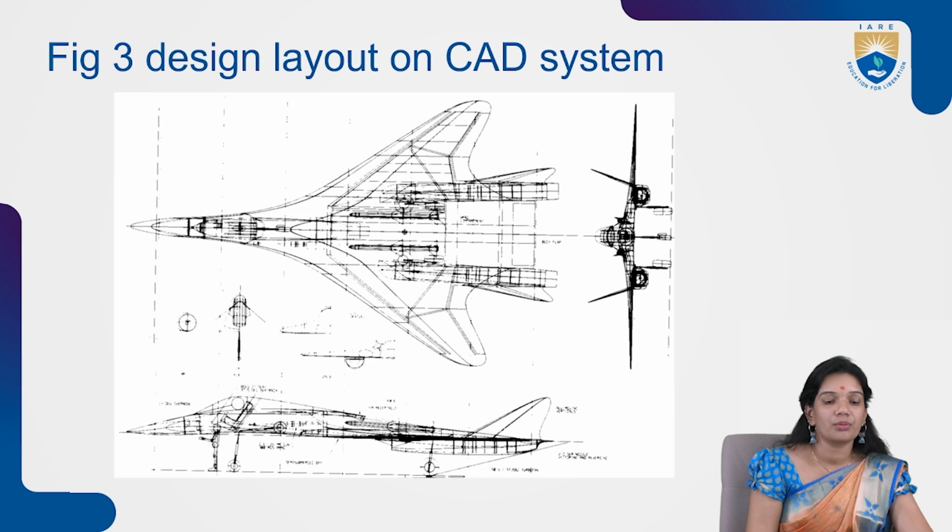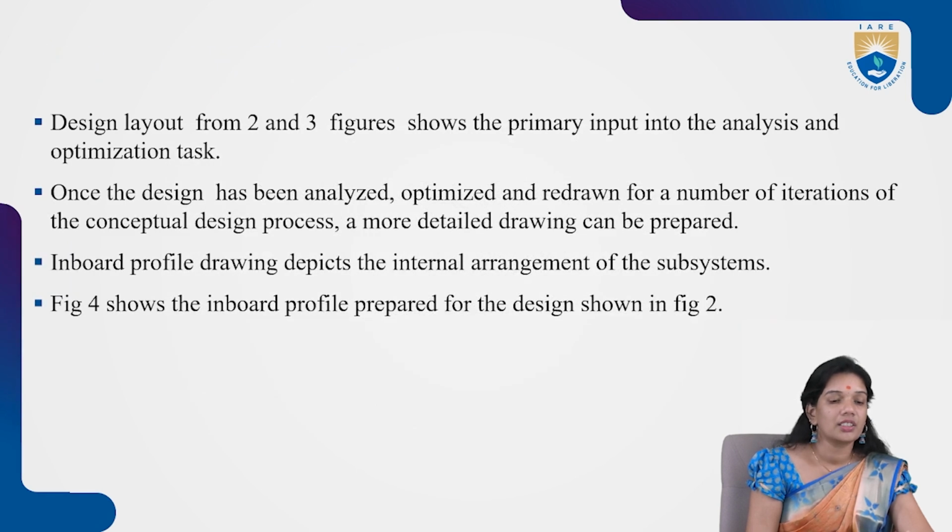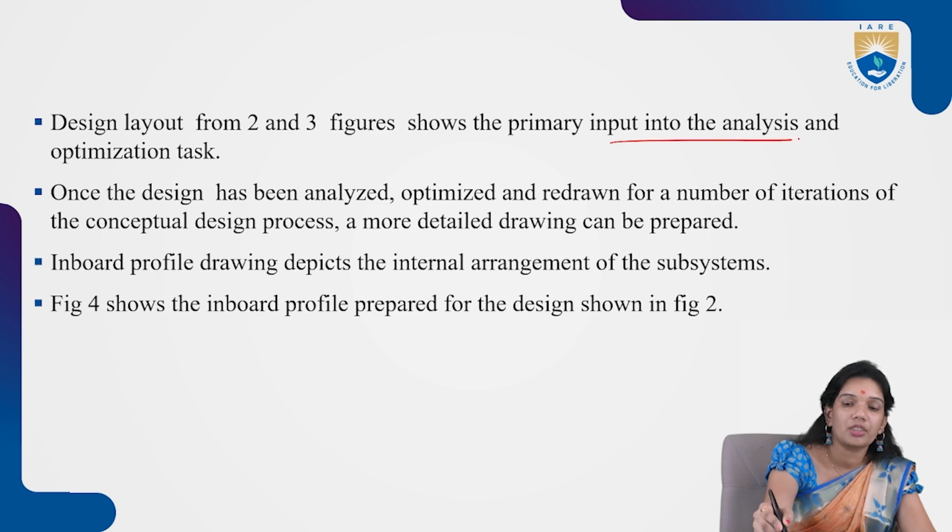Then the third stage would look like this CAD one, right? Computer aided design, right? So this is how it is finally going to look. Now we have figure 4, which is the inboard profile, right? This design layout from the second and third figures shows the primary input to the analysis and optimizing task, right?